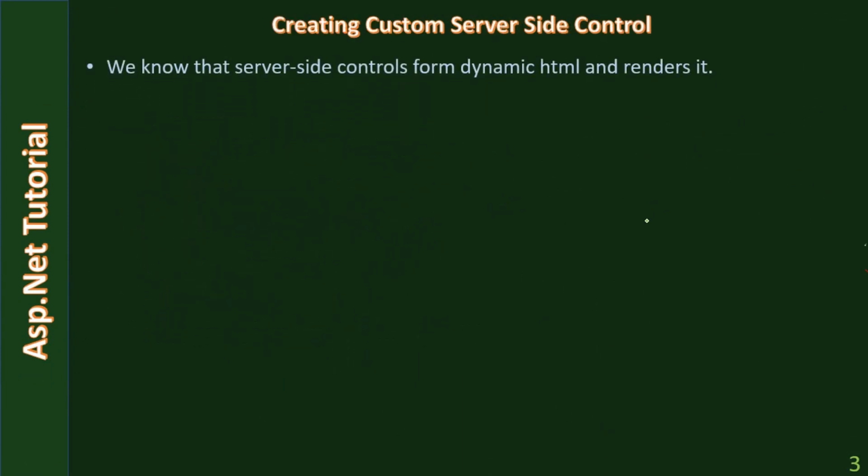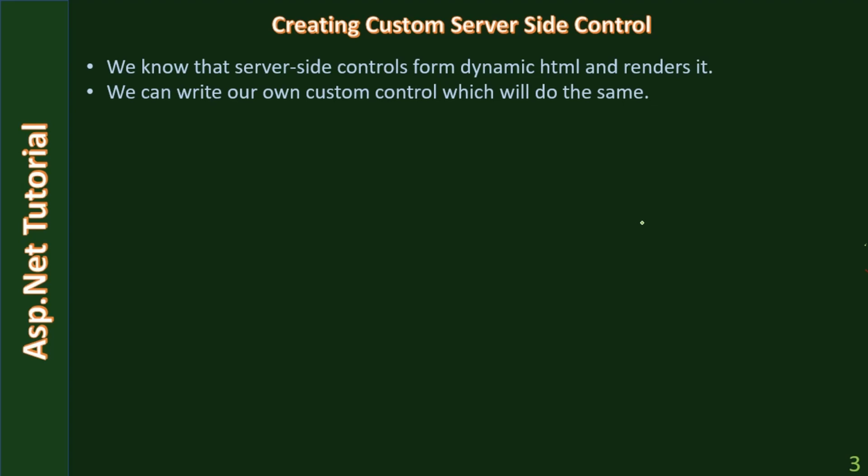We know that server-side controls form dynamic HTML and render it. We can write our own custom control which will do the same. That means when we create our custom control, we will take care of what HTML will be pushed to the client browser. That's what the server-side control is also doing, right? When you have an ASP text box, at runtime it will push the input HTML element to take user input. The same way we have to push some HTML for our custom control.